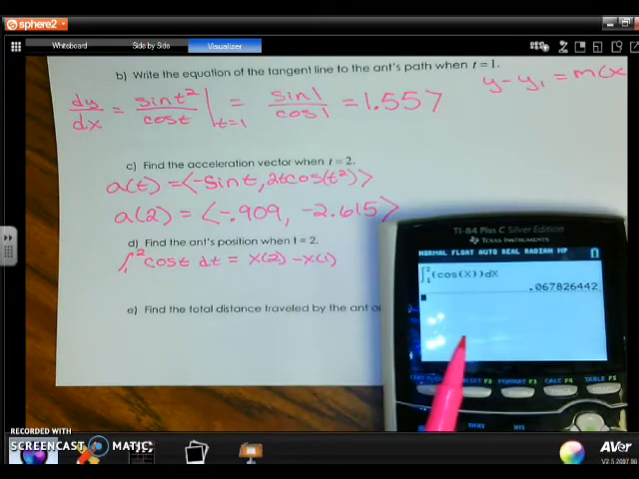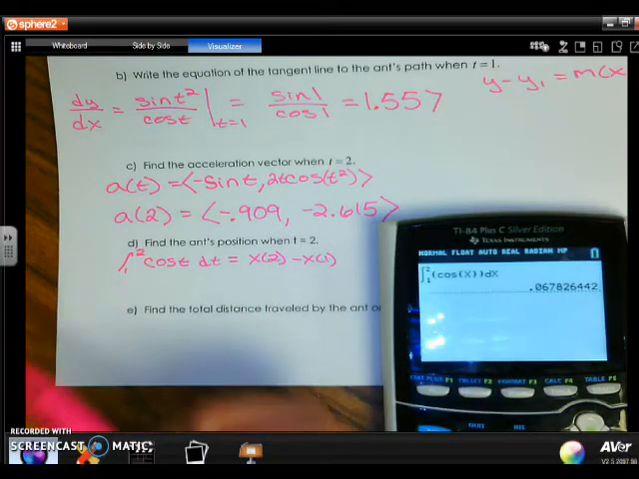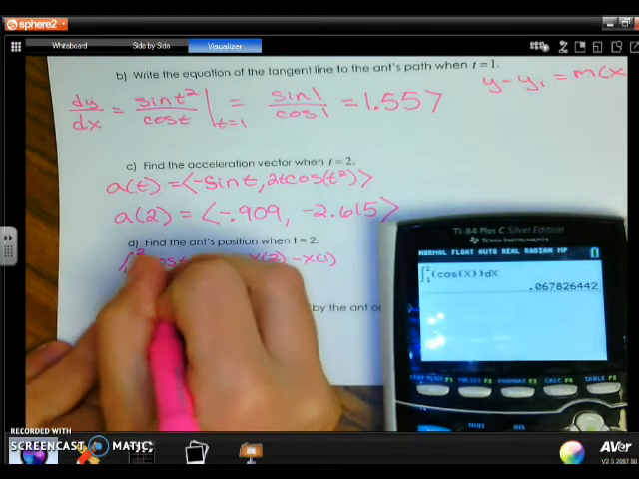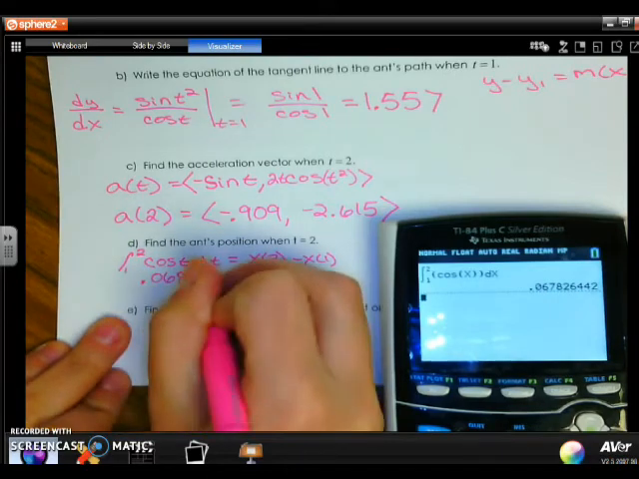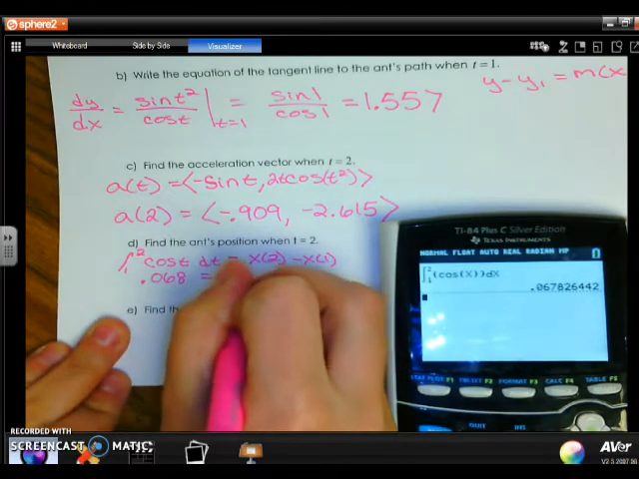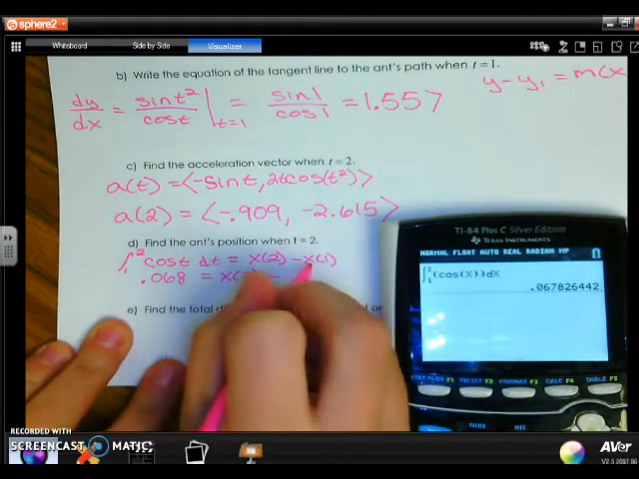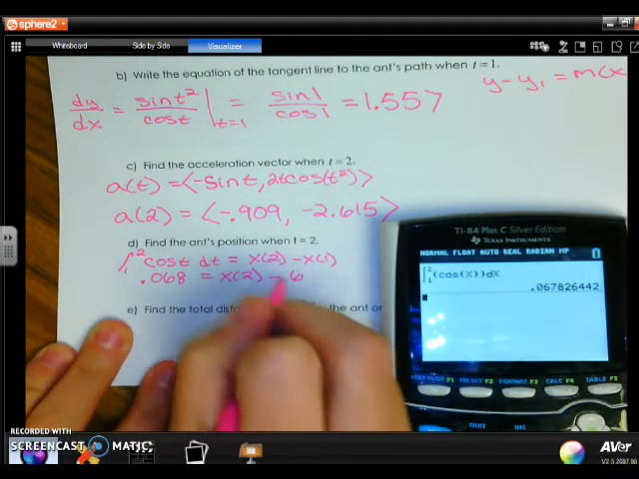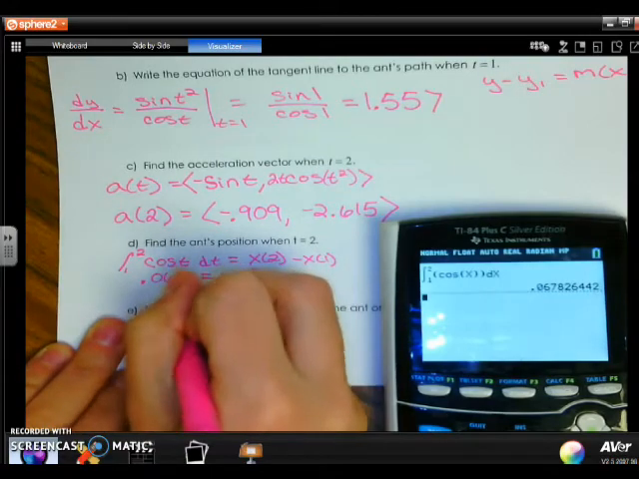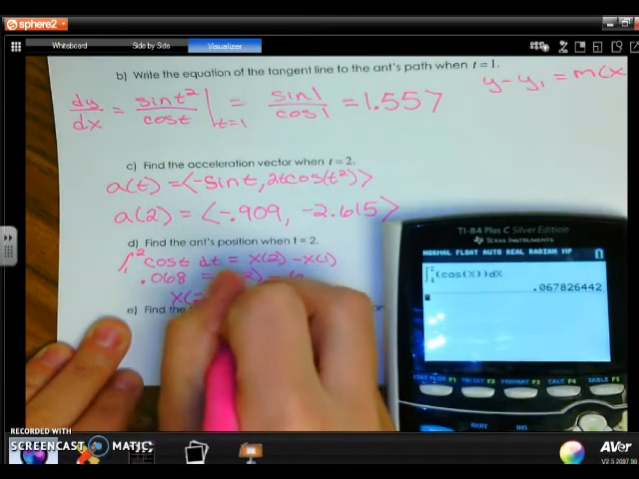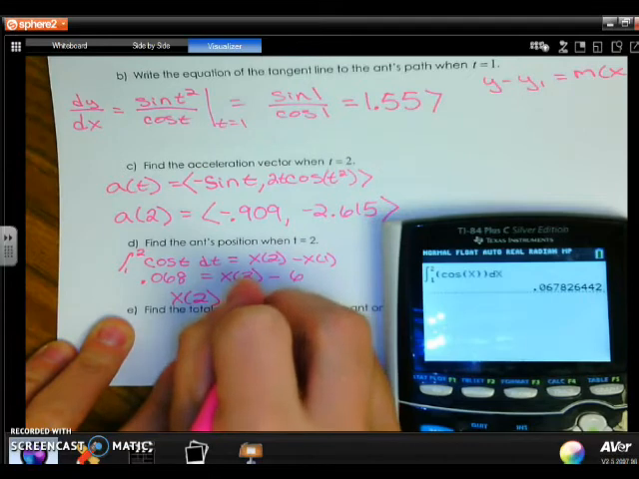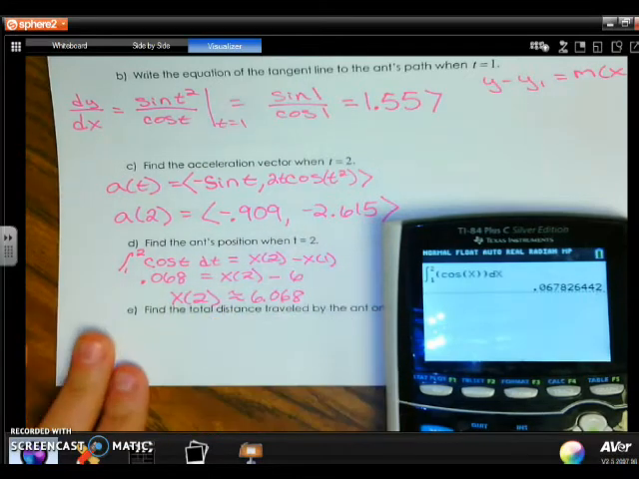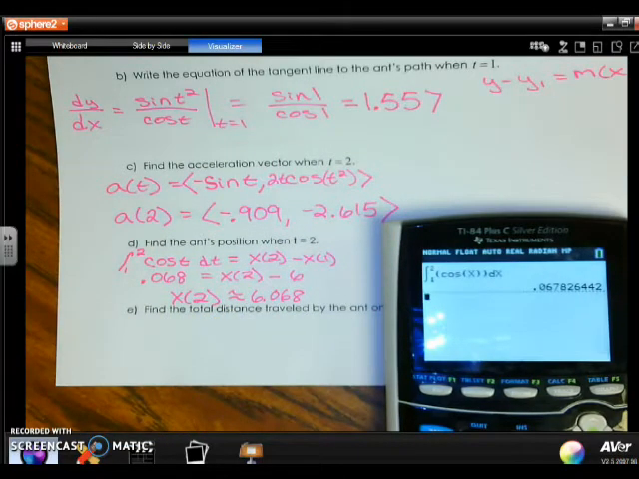So on your calculator, you can figure out the first part using math 9. So you've got this 0.068 equals x at time 2. That's what I'm trying to figure out. I know my x at time 1 from the very beginning of the problem was 6. So then you can just add 6 to both sides, and that tells us our position was at 6.068.